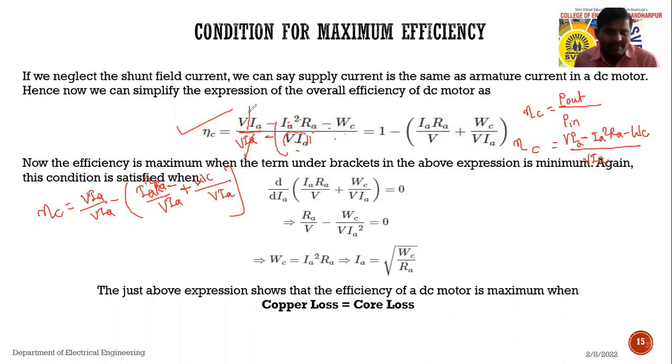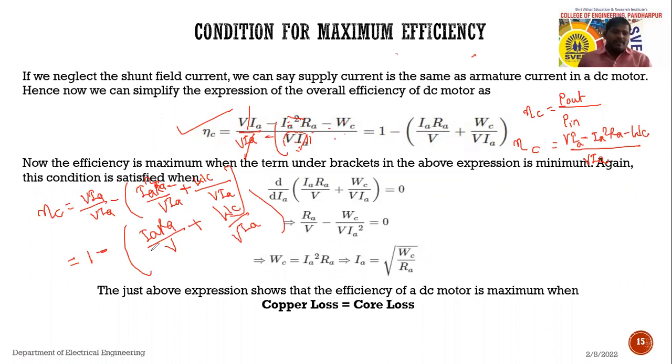This VIA gets cancelled. We get equation 1 minus, dividing this gives 1. So 1 minus IA square RA divided by VIA. One IA cancels with one IA. So the remaining term is IA into RA divided by V plus WC divided by V into IA.